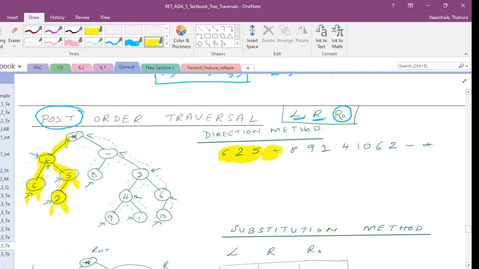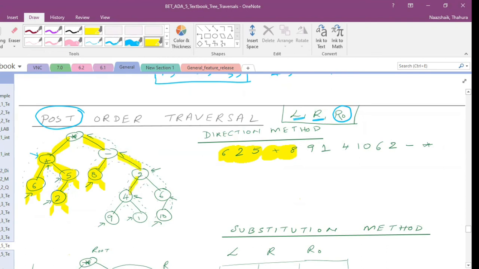Okay. Now going back, I finished the left. I cannot print this root because I have to complete the right side. So let's apply recursively again. Go to the left. Now here, check if anything is on the left. No. Anything on the right? No. Now this becomes the root. So we completed the left. We have to complete the right before we print the root.